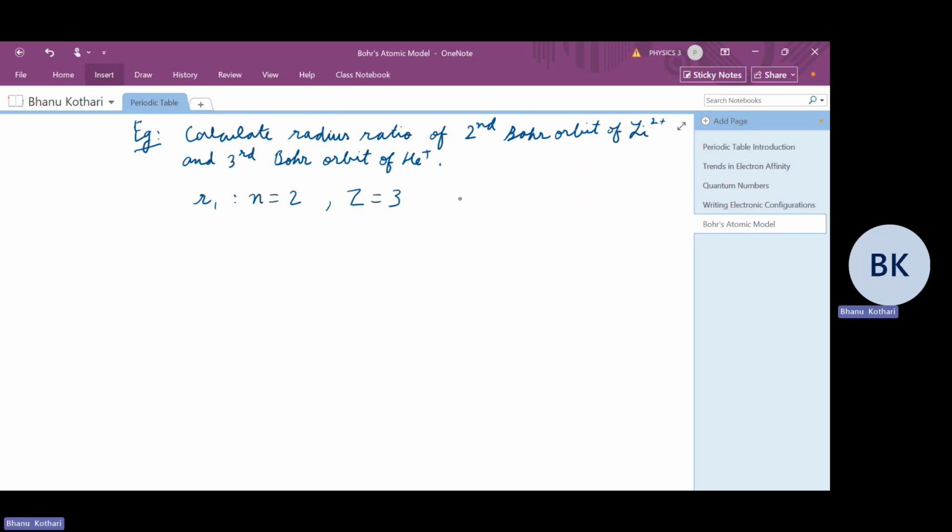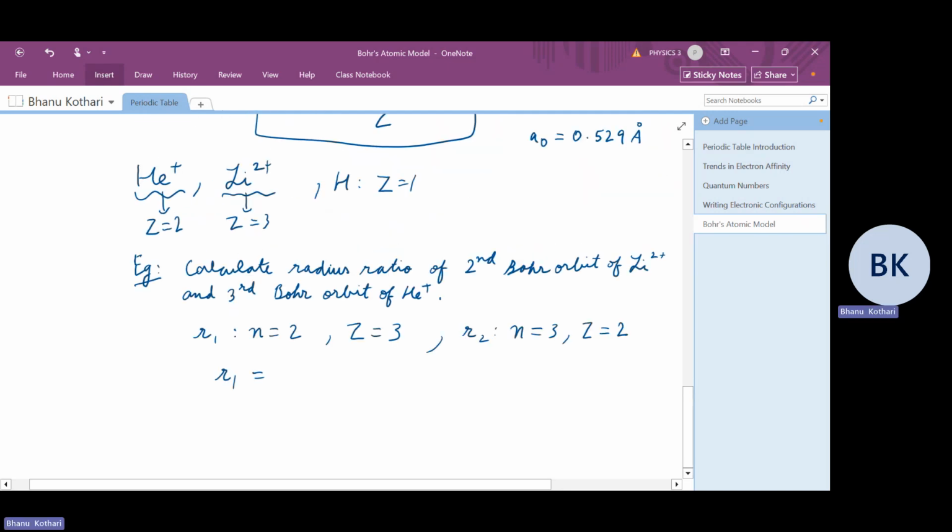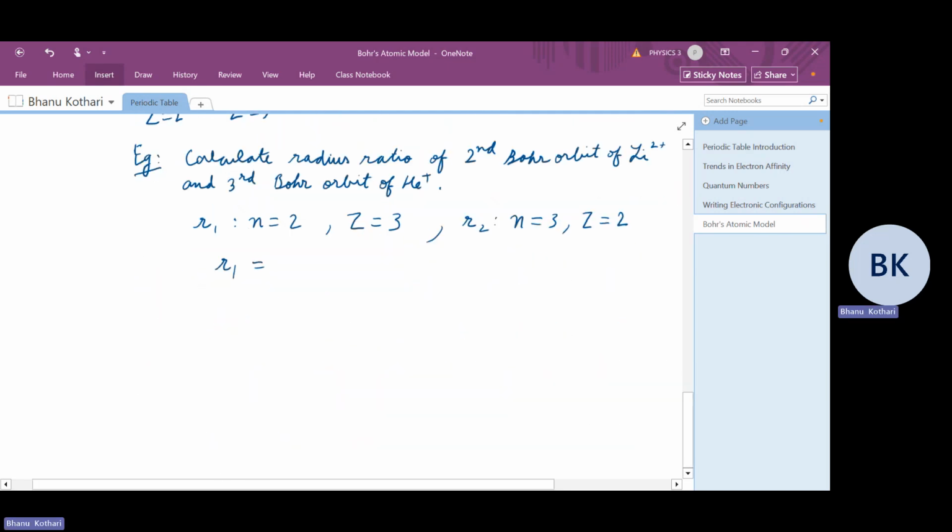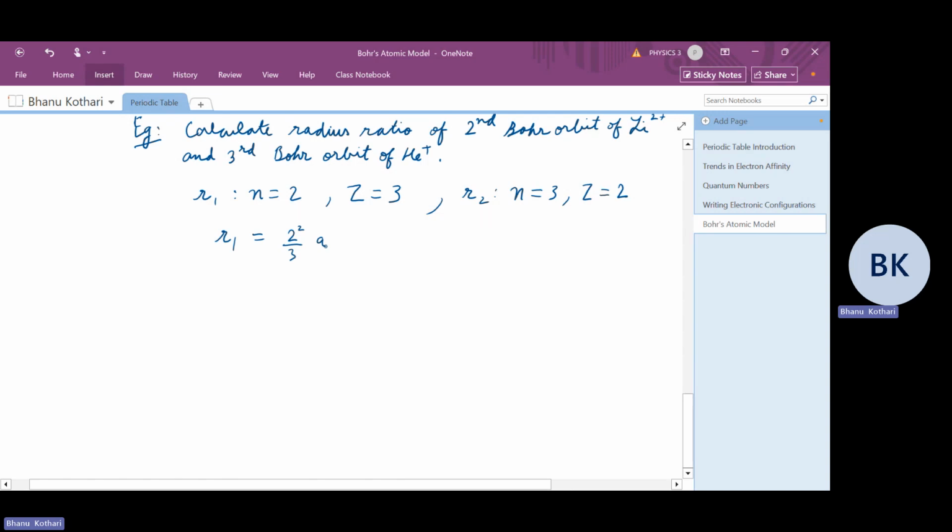Okay, and for the second one, we can see that the orbit number is 3. It is the third Bohr orbit, and the atomic number is 2. So we can write the radius formula for both. The first one will be n square by Z times a naught, right? So R1 will be 2 square by 3 times a naught.